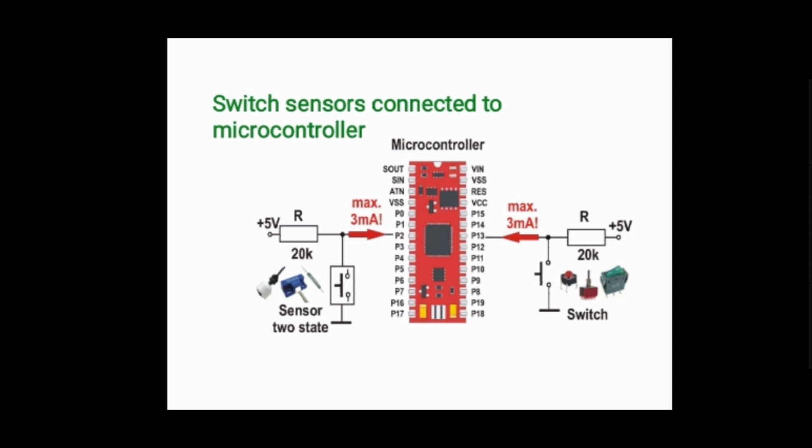You can see here the switch sensor and the switches are directly connected to the port pin through a resistive network. The switch sensors have two states, either on state or off state. And here also the switches which you can switch on or switch off. It is a very simple connection. Directly you can connect it to the port pin through a resistor.